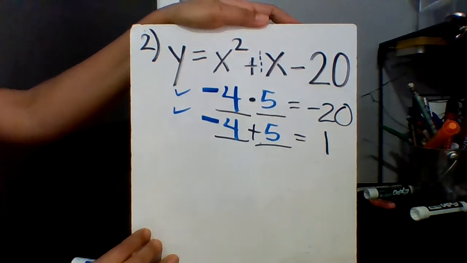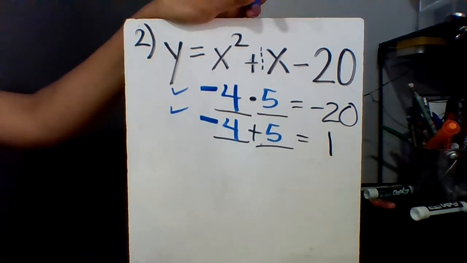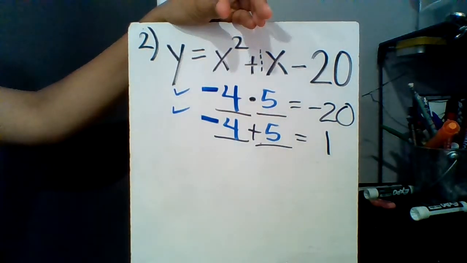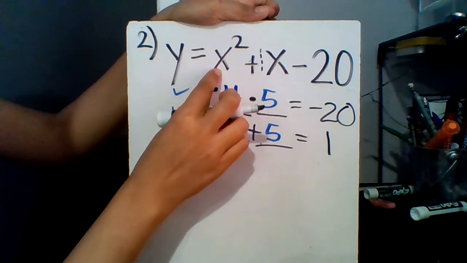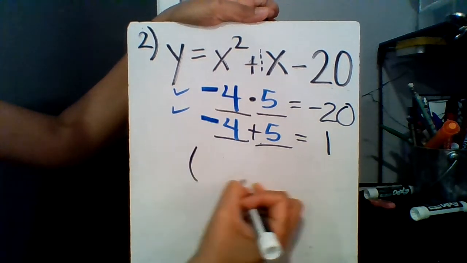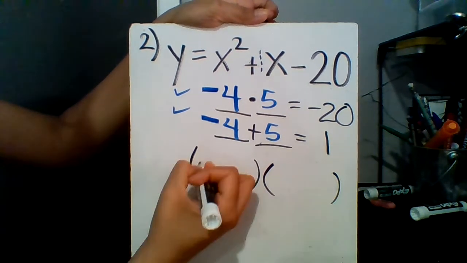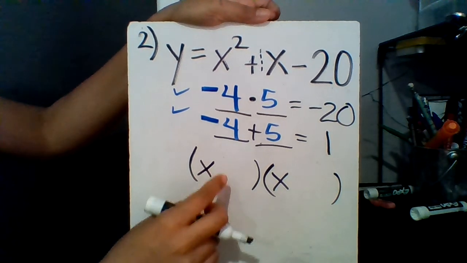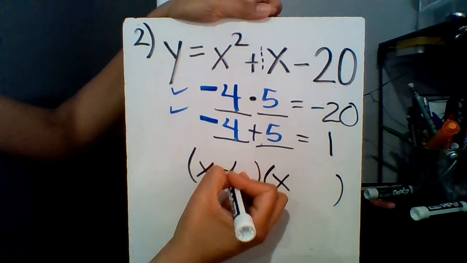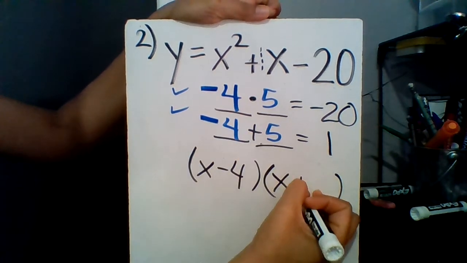So this works. The next thing we're going to do is write our answer in factored form. So we're going to go ahead and take this x squared and tear it apart into 2 pieces. So here's an x and here's an x. And then we put the numbers that worked. Negative 4 worked and positive 5 worked.